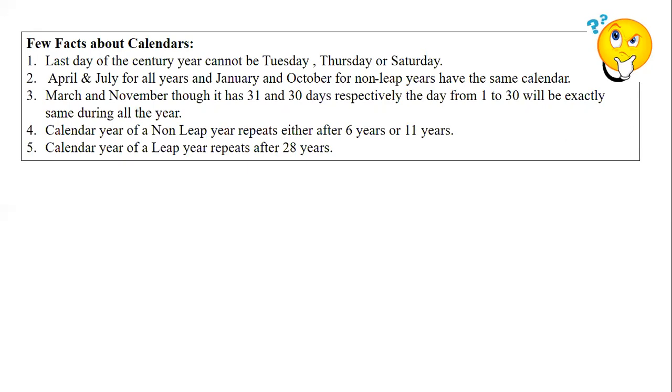So the calendar year for non-leap years repeats in either 6 years or 11 years. Calendar year for a leap year repeats after 28 years. So these are some of the facts, and hope you all understood the concepts.